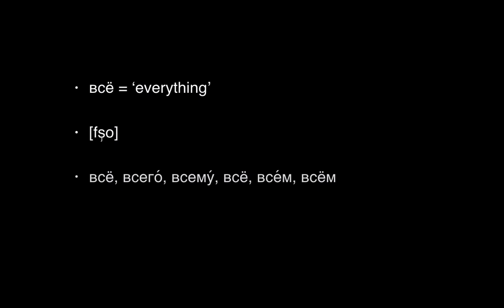Summing up, всё, used without a noun, means everything. Be sure to pronounce that first sound not as a v, but as a voiceless f, всё. It does change for case, and всё is actually the neuter singular form of the word весь, which we'll talk about more in other videos.